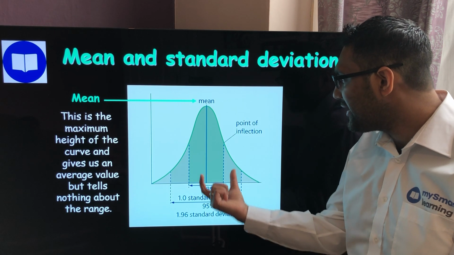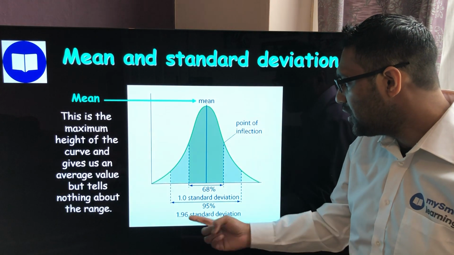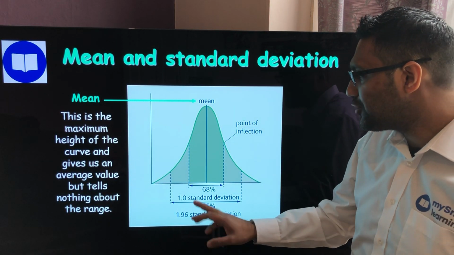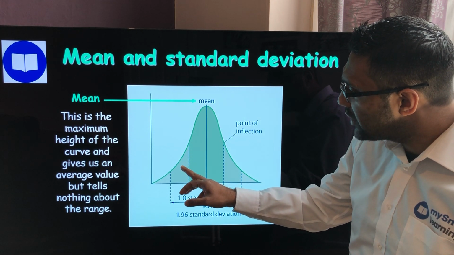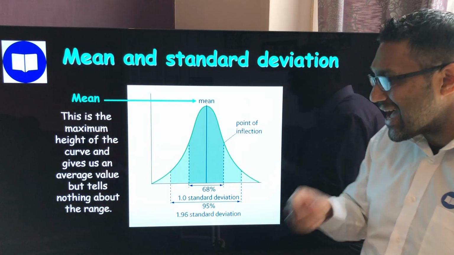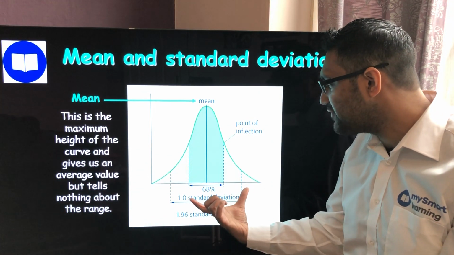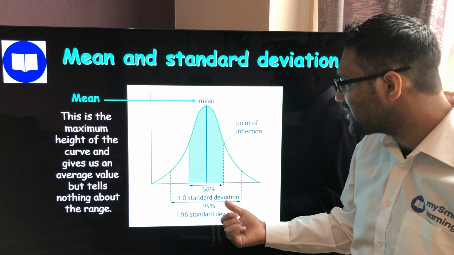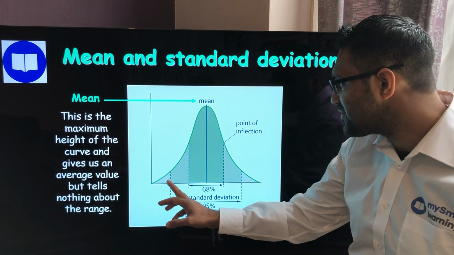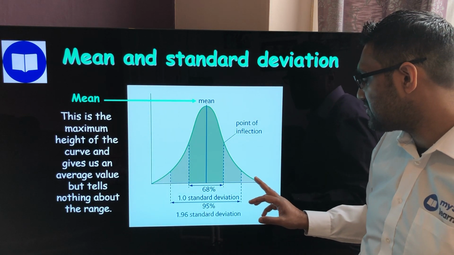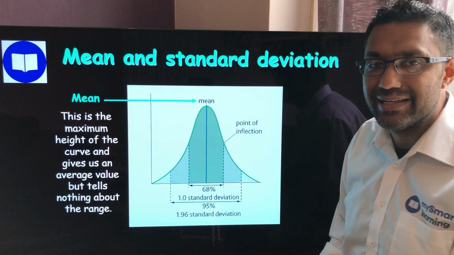68% of your data is within the first standard deviation. Okay? And then nearly 2, it's 1.96, but nearly 2 standard deviations is where, if you carry on that line, it starts to curve out again. That is your second standard deviation, nearly 1.96, but let's just round it to 2. Now 95% of my data is within 2 standard deviations, which means 2.5% of the data is on this side and 2.5% is on that side, because those two must add up to 5%. So that's what standard deviation is all about.